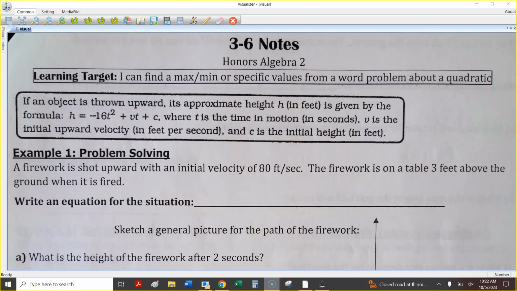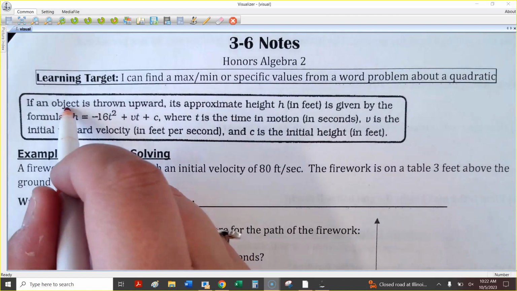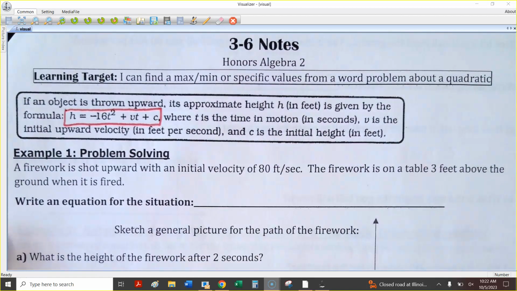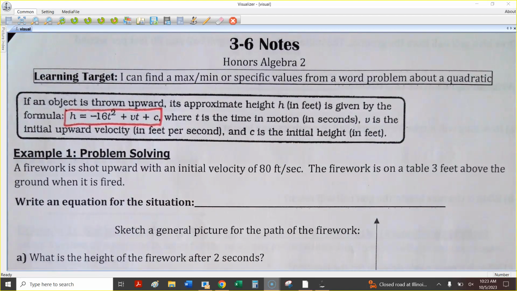Lovely little formula at the top. Some of you may have seen this if you're taking physics. This formula is used for the path of an object. It's the object's height based on the time that it's in the air or doing whatever it's doing. I will give this to you if we have a test or quiz and you need it. This is the formula for the height of an object based on the time that it's in the air.